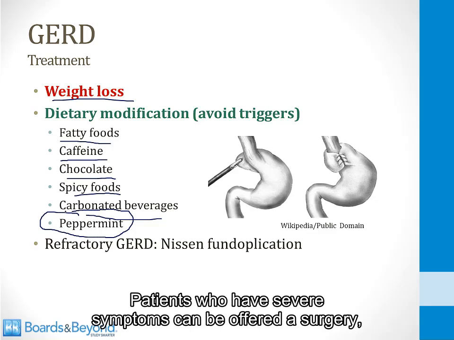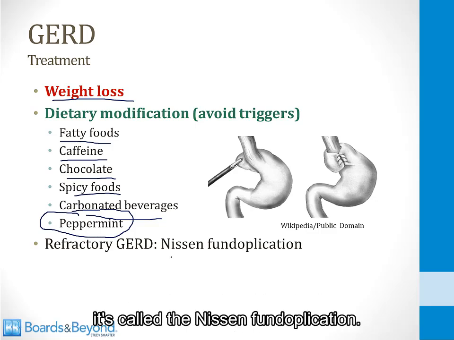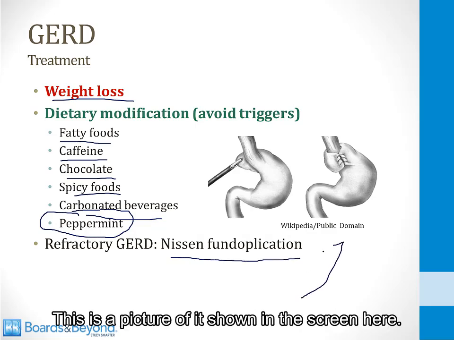Patients who have severe symptoms can be offered a surgery. It's called a Nissen fundoplication. This is a picture of it shown on the screen here.